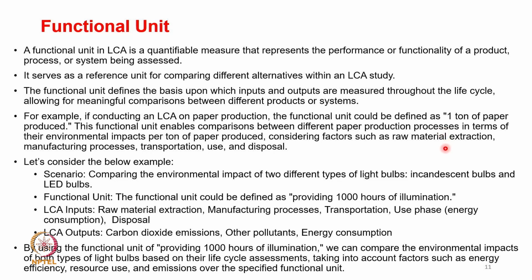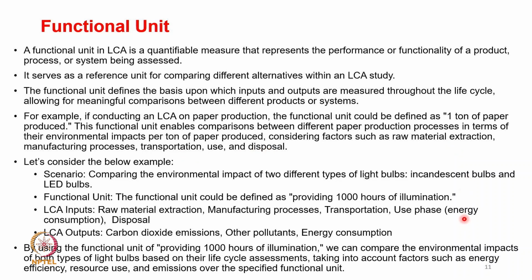For instance, if conducting LCA for paper production, the functional unit could be 1 ton of paper produced. So this is one way of quantifying the functional unit. We are looking for 1 ton of paper product, for instance. This functional unit enables the comparison between different paper production processes in terms of their environmental impacts per ton of the product produced. The steps involved include, of course, raw material extraction, manufacturing process, transportation, use and disposal.